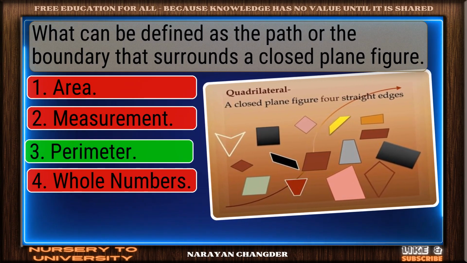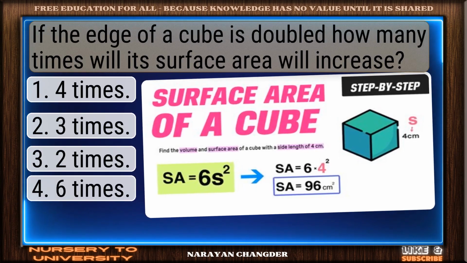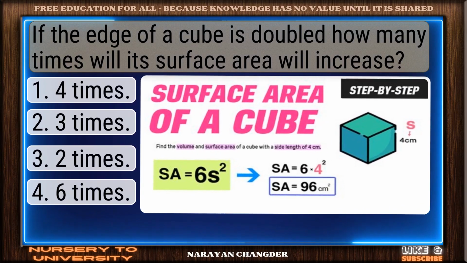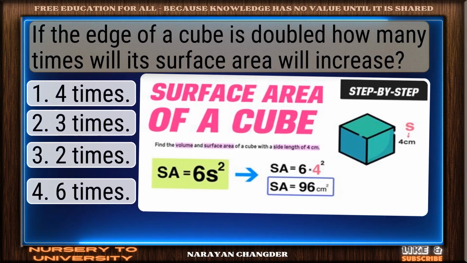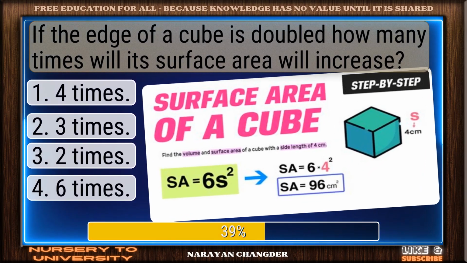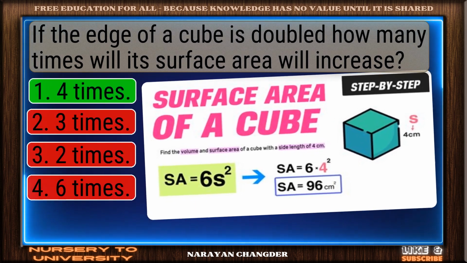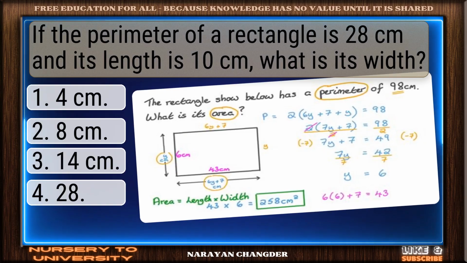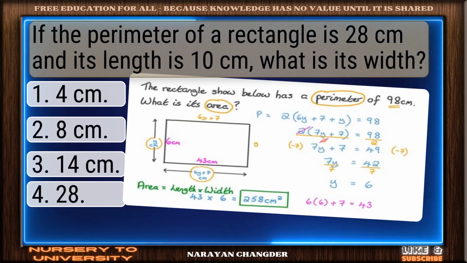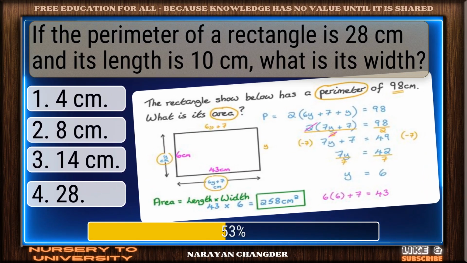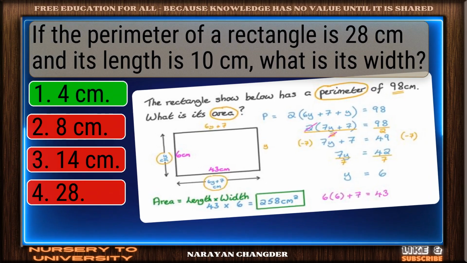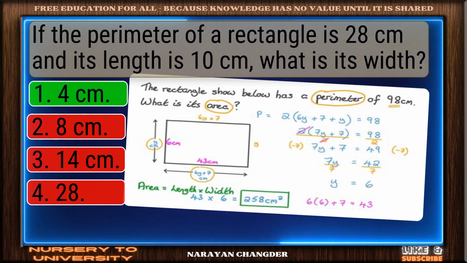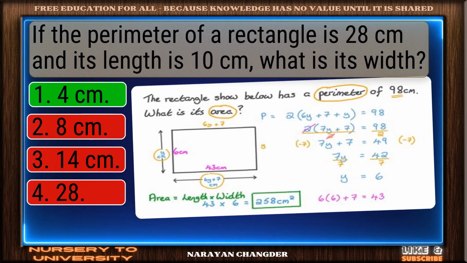Well done. Perimeter is the right choice. If the edge of a cube is doubled, how many times will its surface area increase? You chose 4 times, and it is correct. If the perimeter of a rectangle is 28 cm and its length is 10 cm, what is its width? Correct response. 4 cm is the most accurate answer.